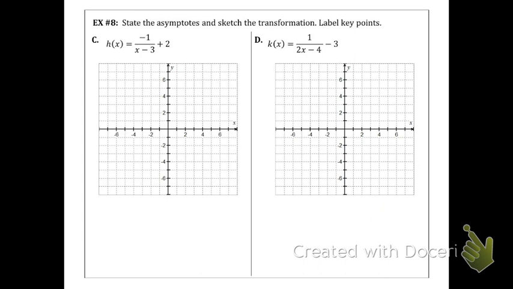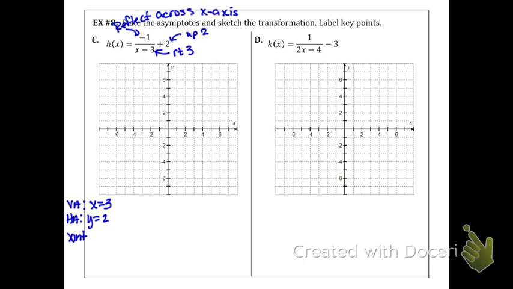All right, C. Minus 3 with the x, which means we're going to go to the right 3. Plus 2 means we're going to go up 2. And here we're going to reflect across the x-axis. All right, so my vertical asymptote was at 0, but now we're going to go to the right 3, so it's going to be at x equals 3. My horizontal asymptote was at y equals 0, but we're going to go up 2, so it's at y equals 2.